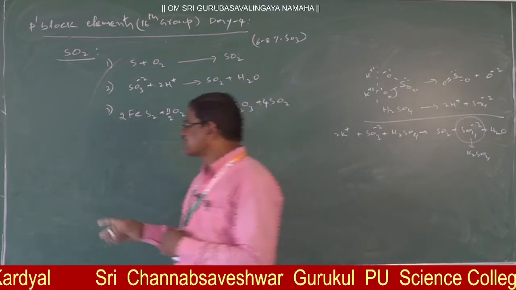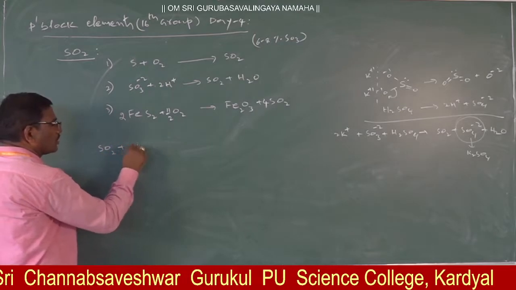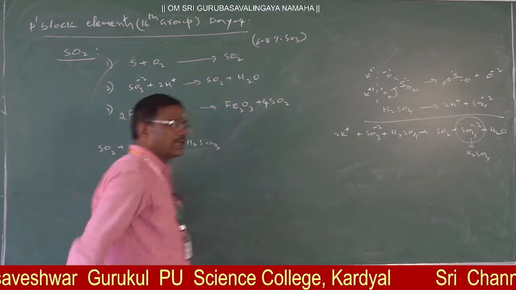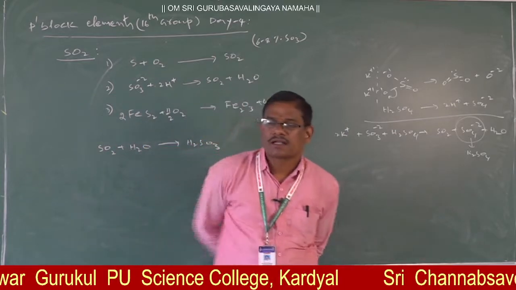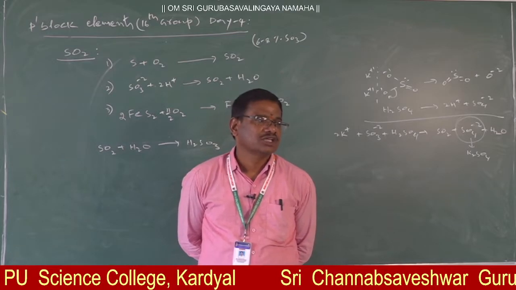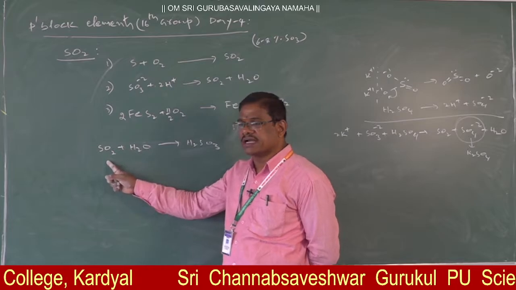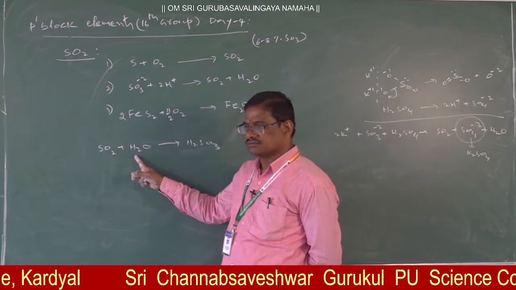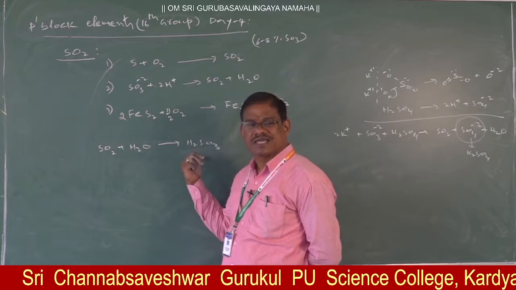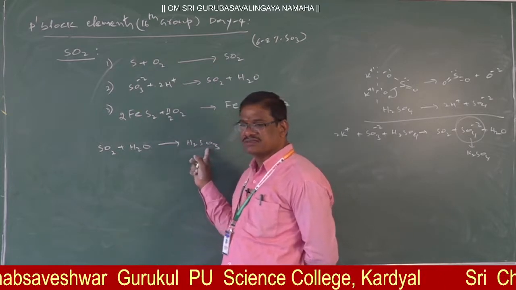Clear, na? This sulfur dioxide is readily soluble in water, H2O, and gets converted into H2SO3. H2SO3 is sulfurous acid. Sulfur dioxide readily hydrolyzes in water to give the respective acid, sulfurous acid. Clear, na? It is an acid.